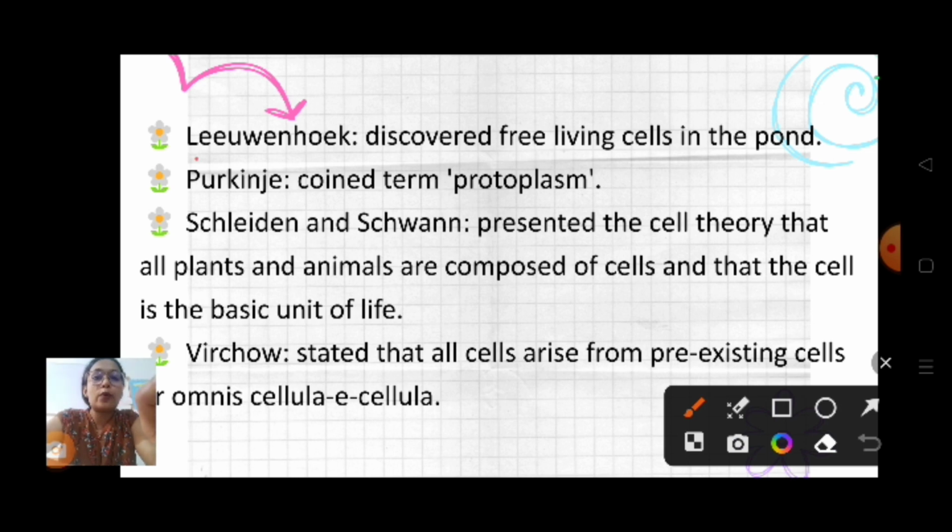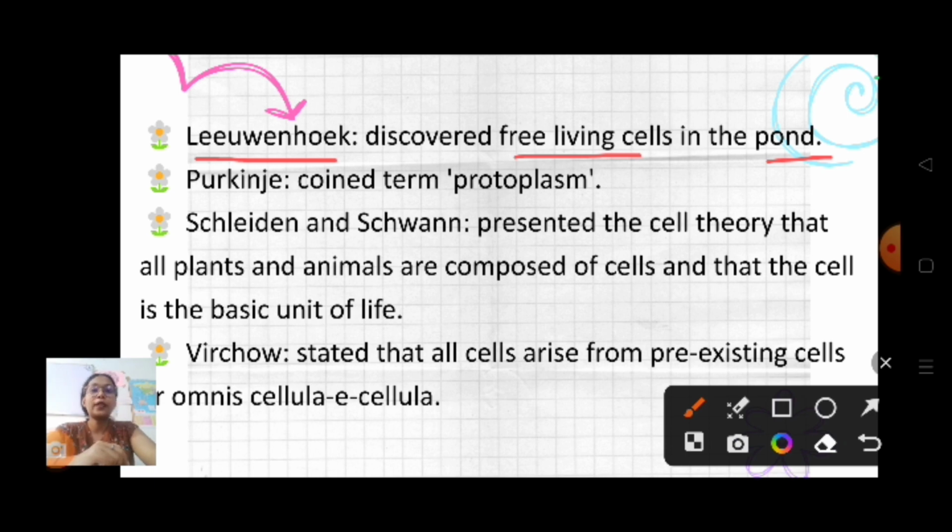One is Leeuwenhoek, who discovered free living cells in the pond water. Means what he did, he took a sample of pond water, and he examined it under a self-made microscope, and under the microscope he saw moving objects. So why is it called free living cells? Freely it is living, it's moving. So he was the first one who discovered free living cell in the pond water.